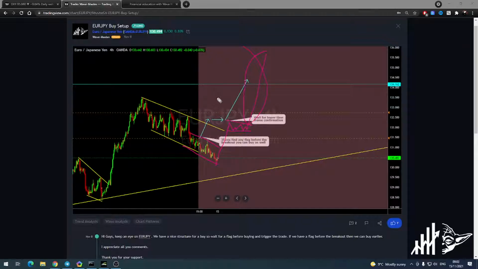So this move is what we are targeting. Can we find any flags over there before the breakout? Yes, that's possible. We can find a flag before the breakout.